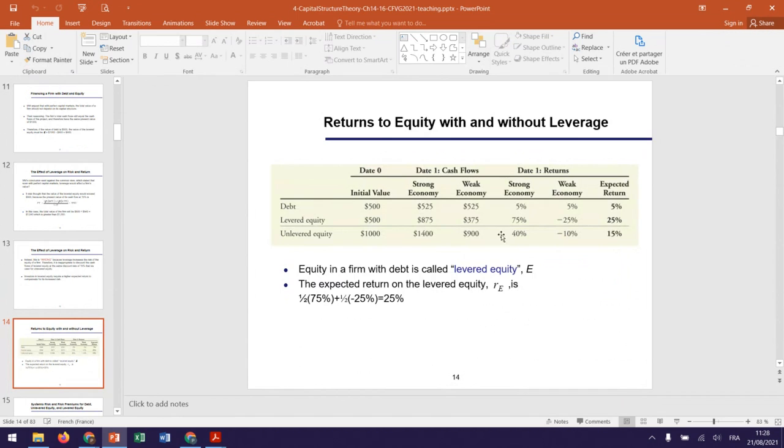Okay, if I take exactly the same table, everybody follow the first column: 500, 500, 1,000. The second column, the cash flow when strong economy, weak economy, you receive 1,400 in unlevered equity. The cash flow goes 525 to the debt holder, and then 875 goes to levered equity holder. When the economy is weak, they get 525, and then 325 goes to levered equity. Okay, if I calculate the returns now, when the economy is strong it is 5%, right? 525 minus 500 divided by 500, I get 5%. When the economy is weak, the debt holder will also get 5%.